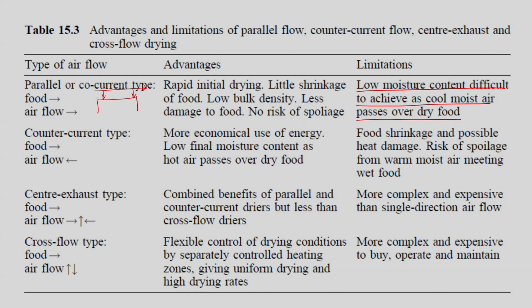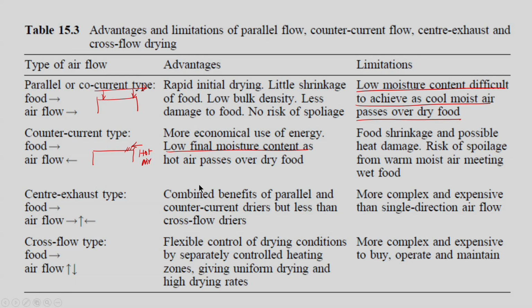So this limitation in parallel or co-current flow is taken care of in the counter current type, where the high moisture food in the end is seen by the hot air, right? So here the low final moisture content is achieved as hot air passes over dry food, right? So the dry food sees the hot air. That limitation in the co-current flow is taken care of in the counter current flow.